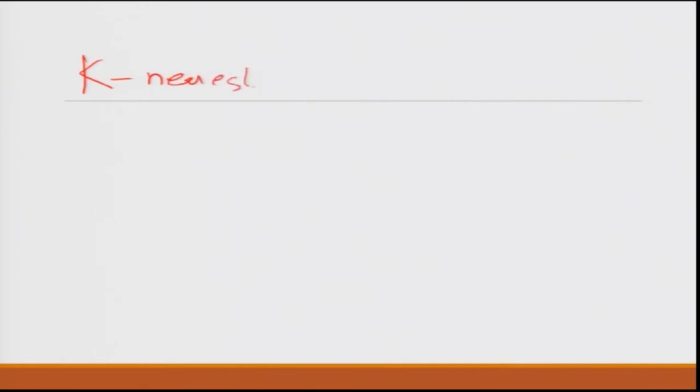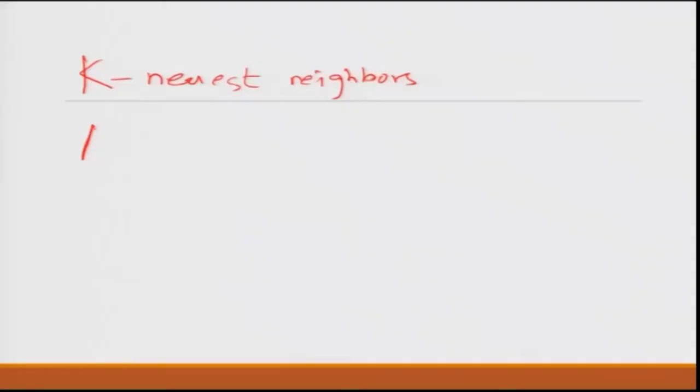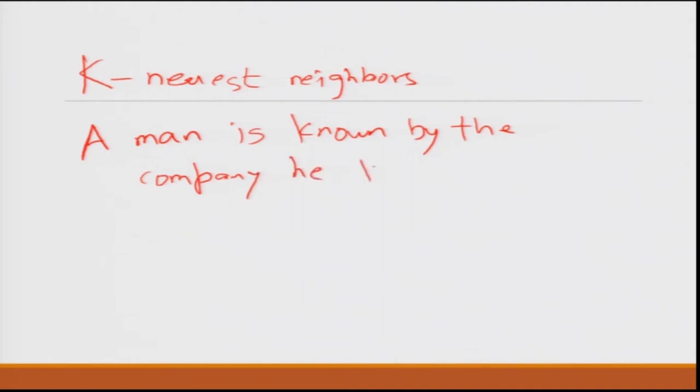k nearest neighbors. Now, this is, I would say, the most intuitive or most natural way in which we also try to classify people around us or various things around us. What it says is the popular proverb that a man is known by the company he keeps.